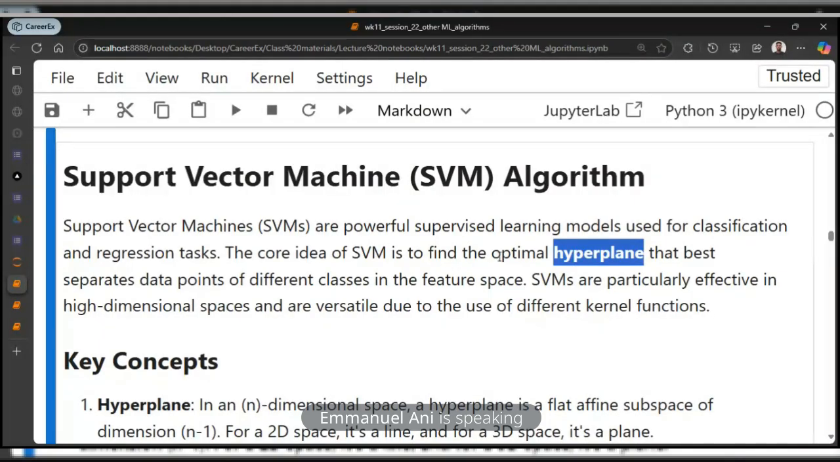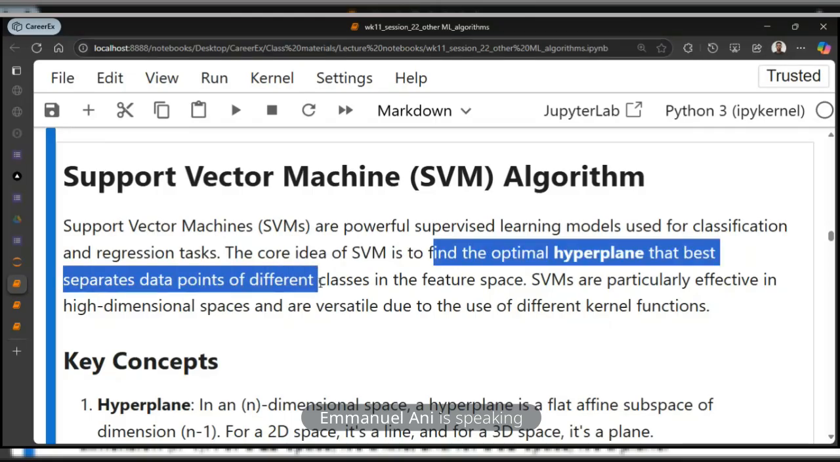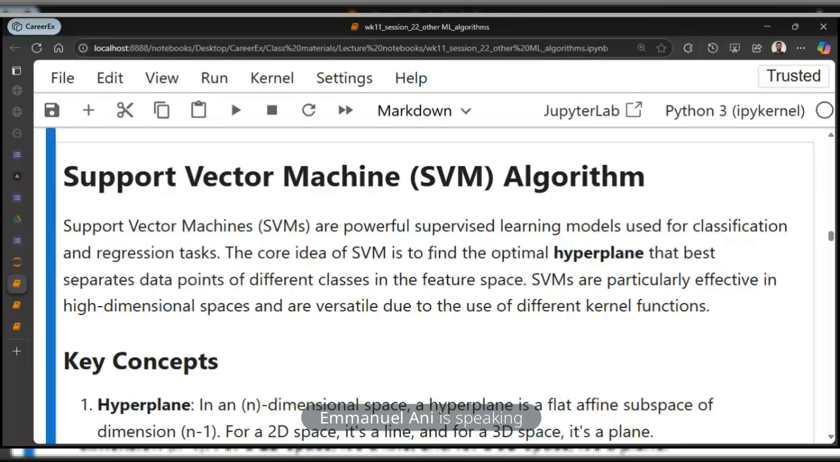So SVM basically tries to find the optimal hyperplane that best separates data points of different classes in the feature space. Now this sounds like complex stuff, but let's just break it down and see what it means. So let me repeat this again. The core idea of SVM is to find the optimal hyperplane. Optimal in this case means that there are different hyperplanes. You can actually have so many hyperplanes, but what SVM tries to do is to find the optimal one. Okay. So now we have hyperplane.